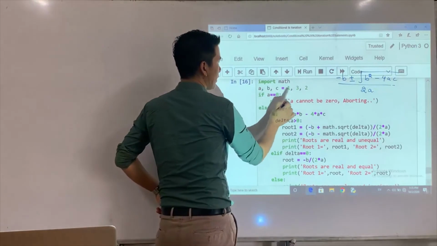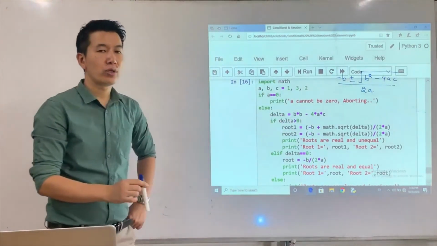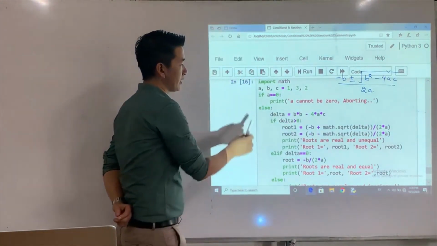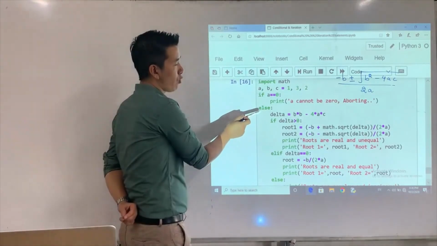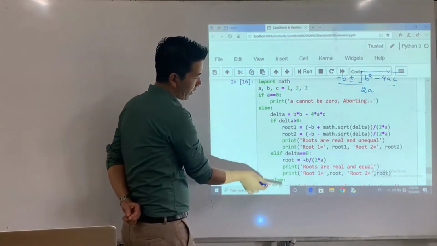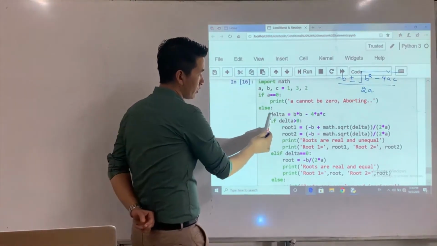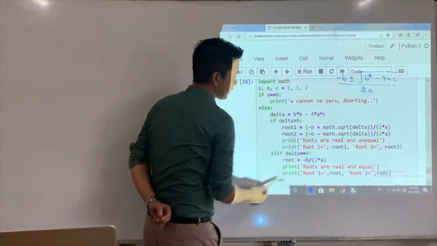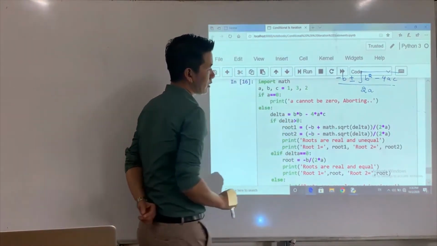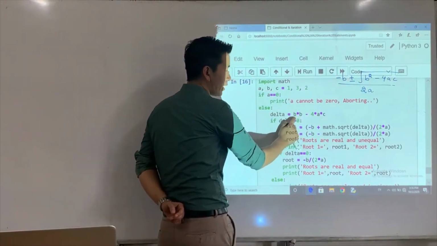A is 1, B is 3, C is 2. A is equal to 0, the condition is false. Okay, so this statement will not be executed, and then it focuses now on the body of else. And remember, you have one big if, elif, else as the body of else. So it then calculates B square minus 4AC. Okay, let's substitute the value. B is how much? It's 3. Alright, B is 3. 3 times 3 is 9.